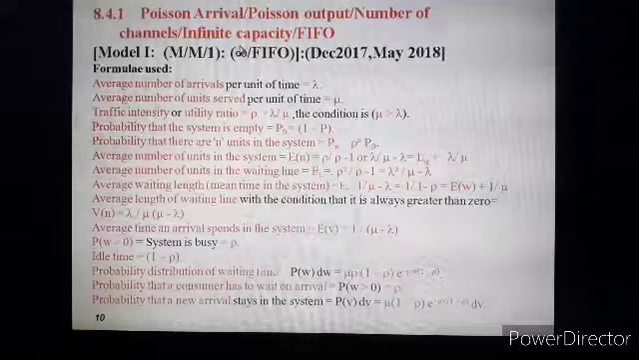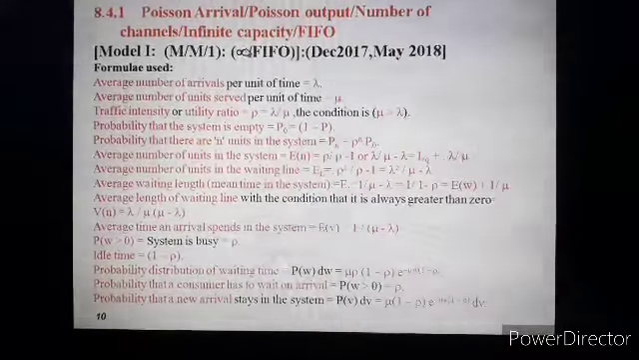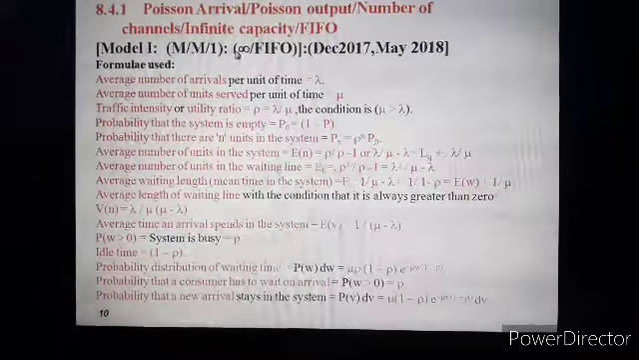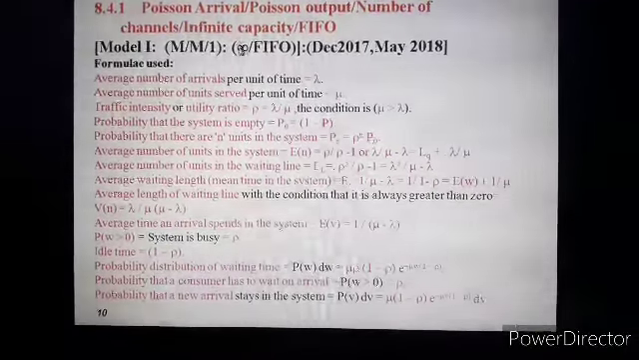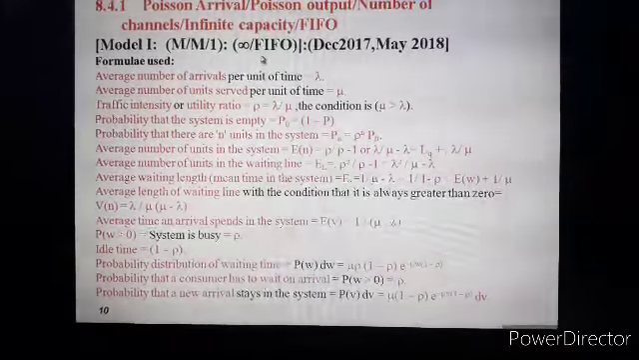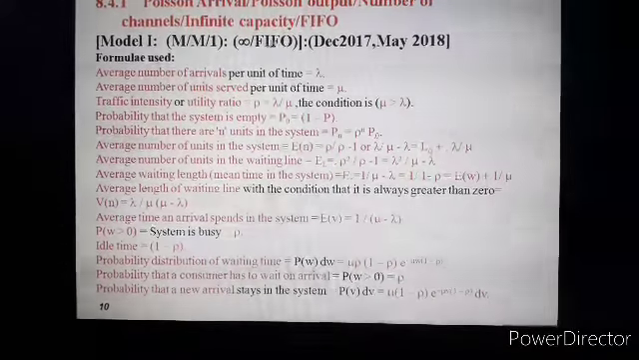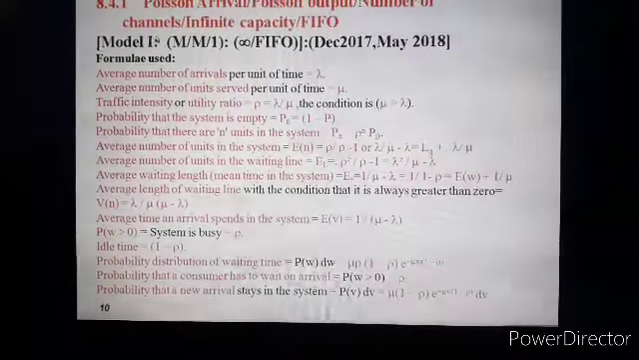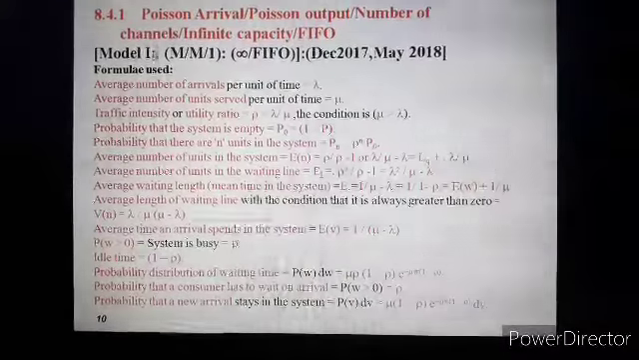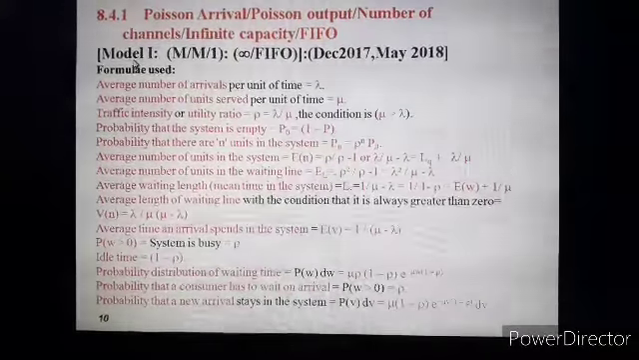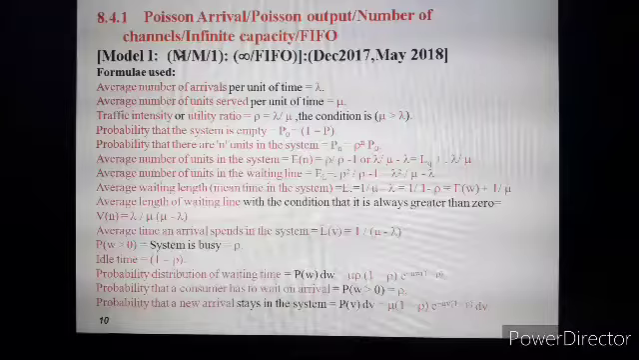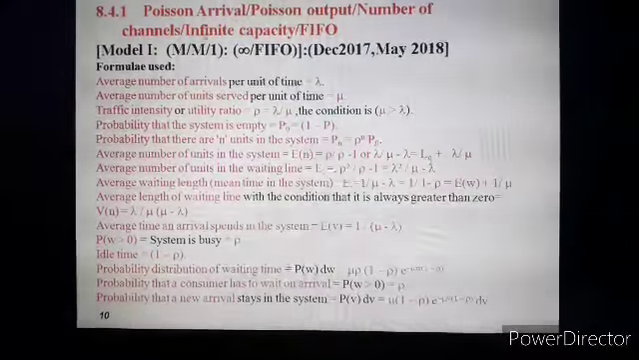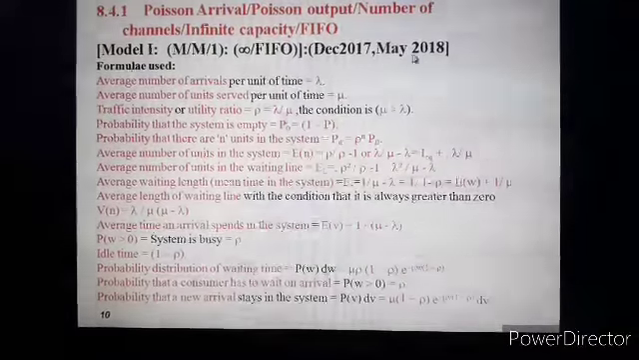Then this infinite sign indicates the capacity of the system. Initially we will take into account that we can accommodate infinite customers or infinite products in our system. And the order system is first in first out. This is our order system for our first model. So this is the basic definition of model 1. Similar to this model 1, we change these variables and accordingly we define the other models. This model was asked in December 2017 and May 2018.